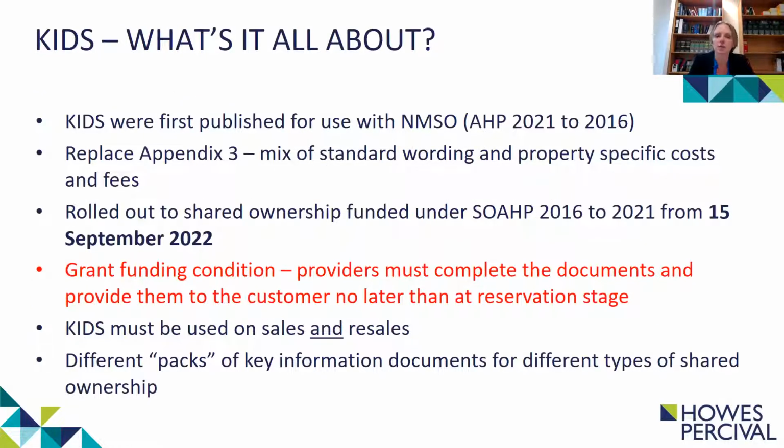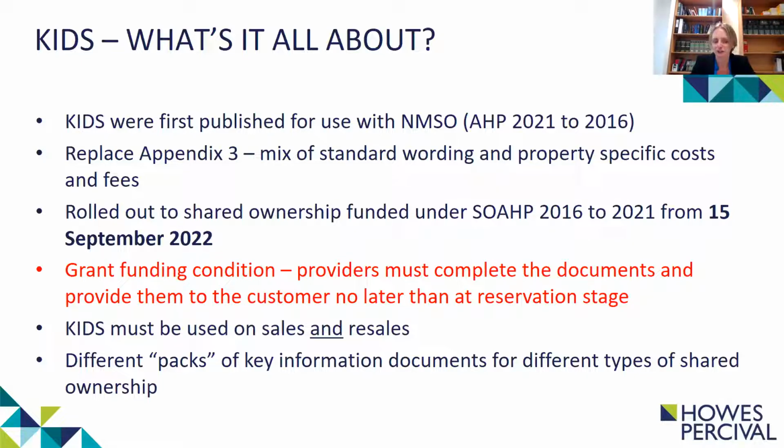So we've known these were coming for a while because we always knew they were part of new model shared ownership. The basic premise is that these new documents replace the former Appendix 3 in the shared ownership leases, and that isn't a bad thing because that Appendix 3 wasn't the best, it wasn't particularly helpfully worded. So these new information documents are a mix of standard explanatory wording about shared ownership and the terms of the shared ownership lease, so much like Appendix 3 in that way, but with a new element of property and provider specific costs and fees.